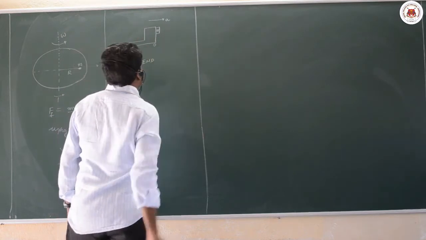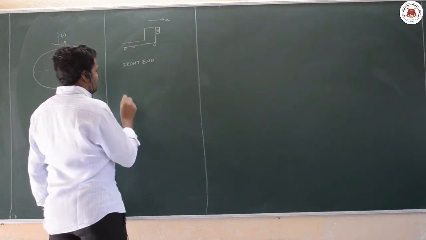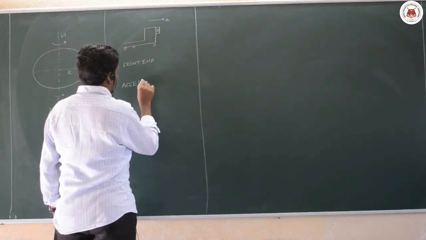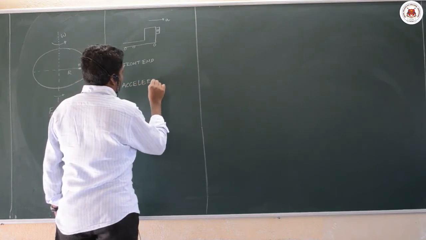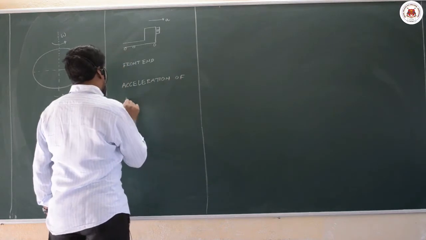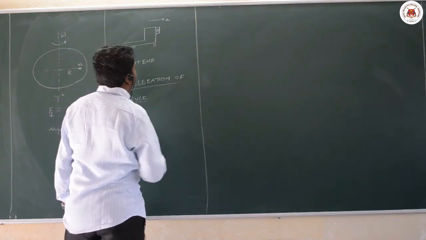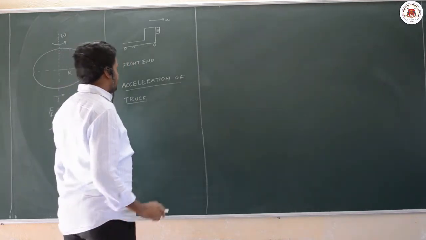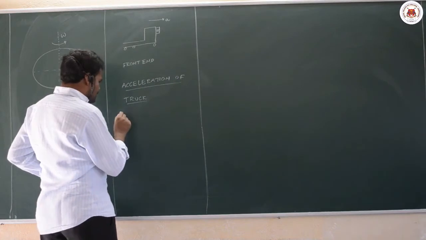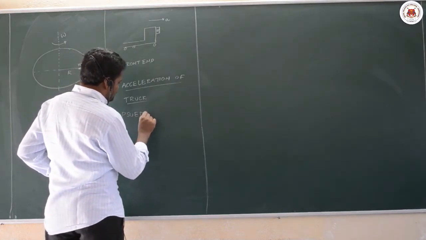This truck is moving like this. What is the acceleration of the truck so that the block will not fall down? Block should not fall down. So here the concept involved is pseudo force. Let us discuss what is pseudo force.